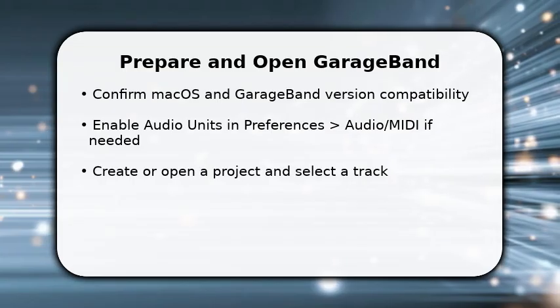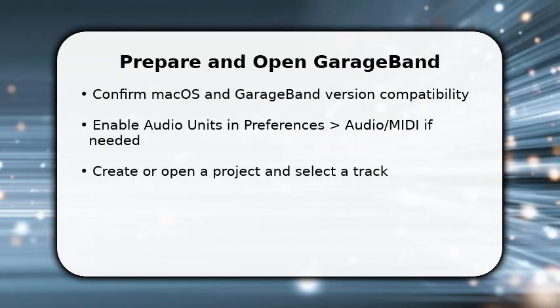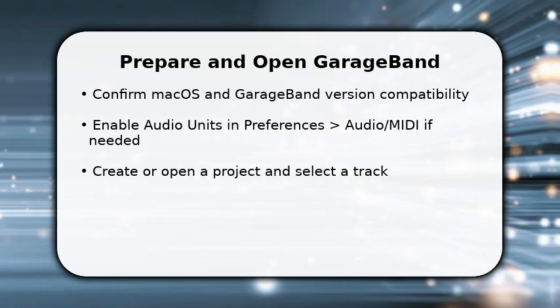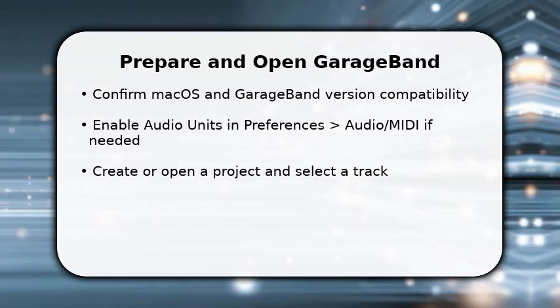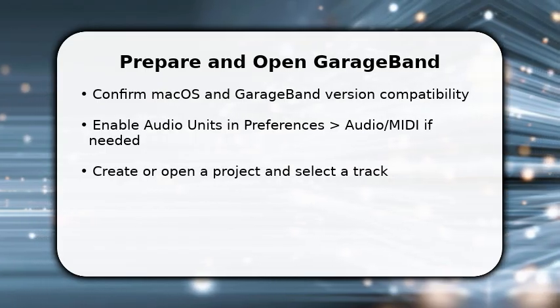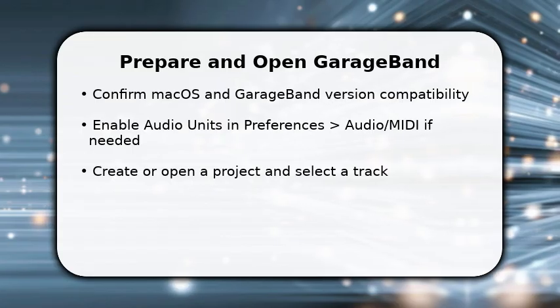You'll start by launching GarageBand and opening the project where you want plugins. Once done, select the track and open Smart Controls at the bottom. Make sure audio units are enabled in GarageBand preferences so third-party plugins appear.